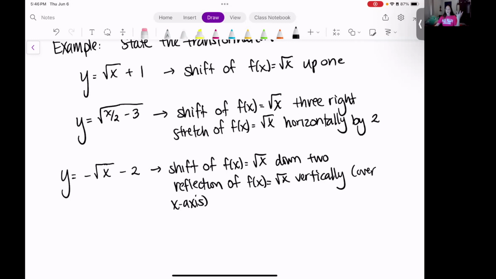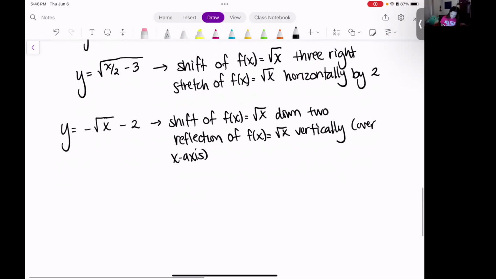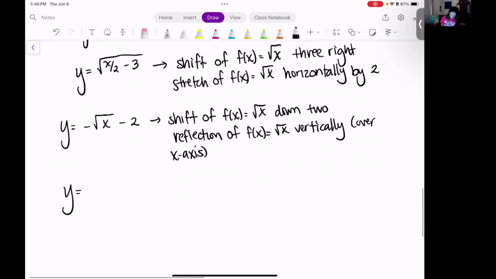Let's say I had some function where I take y equals negative 3 square root of 2x plus 5 minus 2. I have a lot of things happening here. I have things happening inside and I have things happening outside.